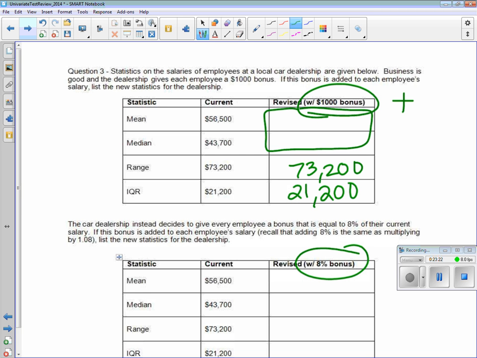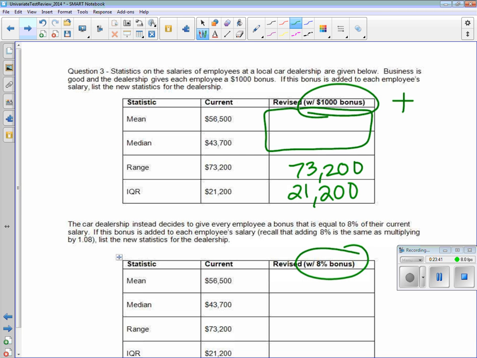Down here, I don't multiply by anything. I add. A $1,000 bonus means I'm giving you $1,000 bucks. I'm adding $1,000 to your salary. That's why I circled them. They change. Okay. Good. All right. Yes, sir.